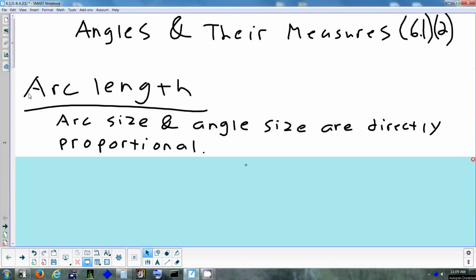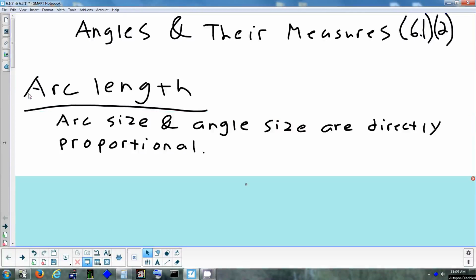All right, so first of all, I'm going to draw a sketch in a second. But in this sketch, I want to tell you something that's true. Arc size and angle size are directly proportional. Okay, what does that mean? Arc size and angle size are directly proportional.